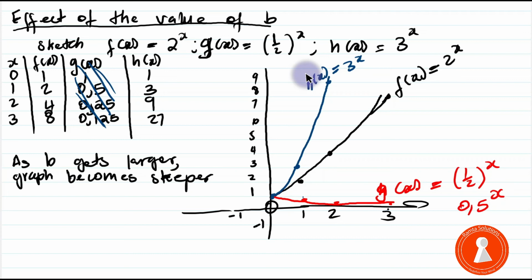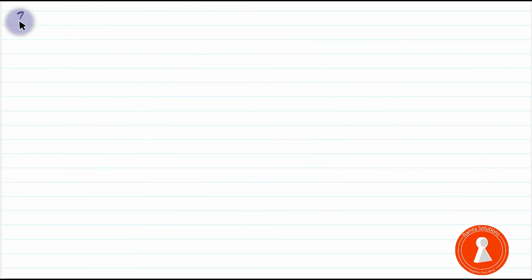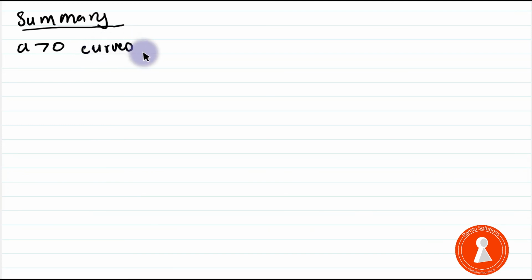Okay? Now, we have somehow covered all that we need, but we need to summarize what we have been studying today. So, in summary, A, when it's positive, we should somehow be saying the graph curves upwards, right? We should be saying it curves upwards.